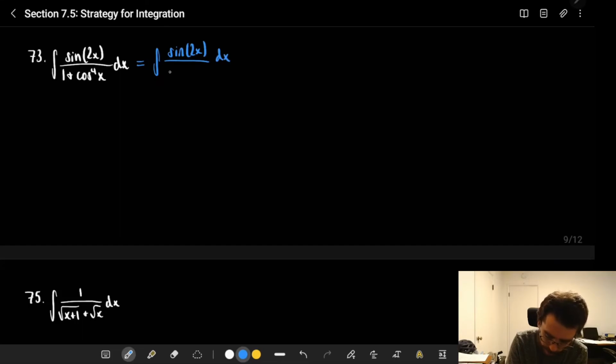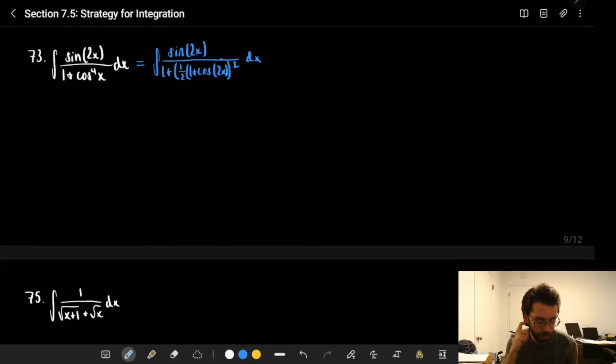And then the denominator becomes 1 plus... I should have made more room for myself. One plus cosine squared squared, but cosine squared can be replaced with 1/2 times 1 plus... Still didn't make enough room. One half 1 plus cosine 2x. I mean, I don't have high hopes for this, but let's see.